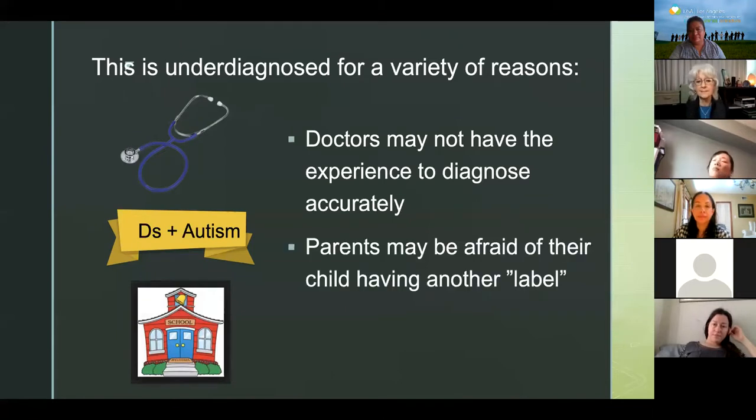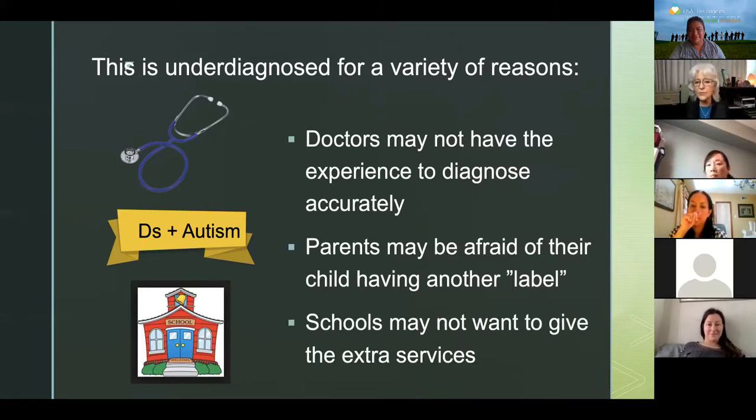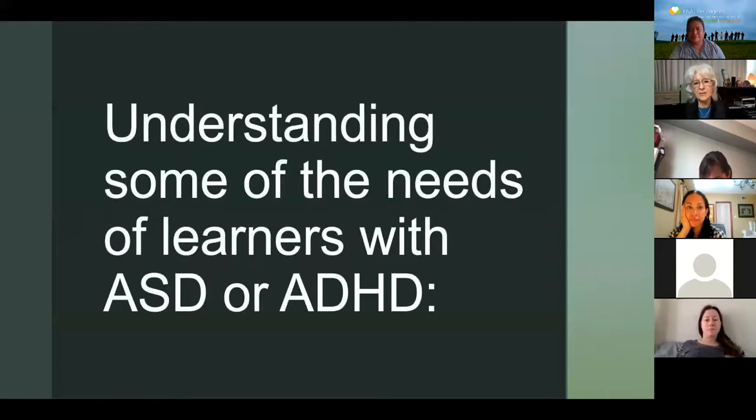All right. Parents second, parents may be afraid of the child having another label. And I can understand that. That's not fun. But you want services. All you're doing is making your life easier. If there indeed is another diagnosis and you get a label for it, and then you can go to bat for getting the services, and you can talk to your regional center and to whomever Sandra tells you to talk to, because she's the resource. All right. Also, schools may not want to have that extra diagnosis in there. Oh my God, they're going to have to give extra services. That's going to cost them more money. So there are reasons why these diagnoses may not happen.